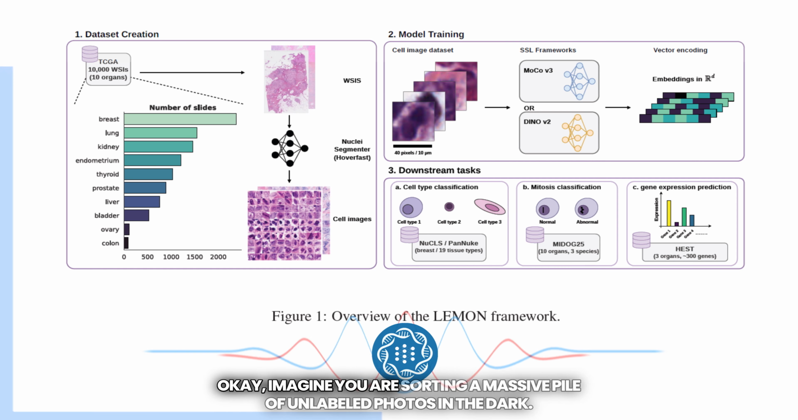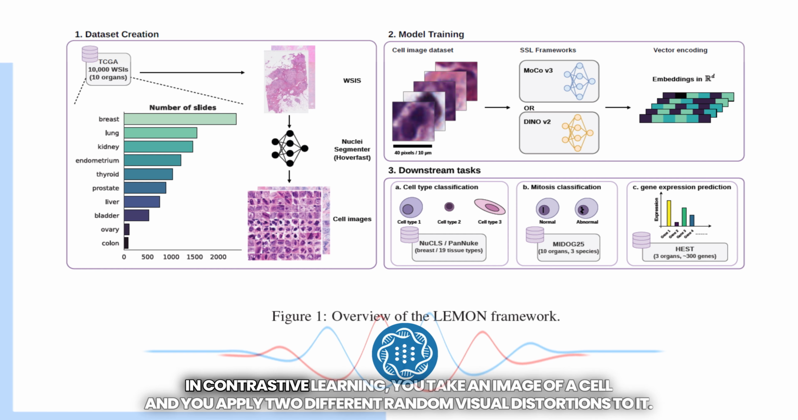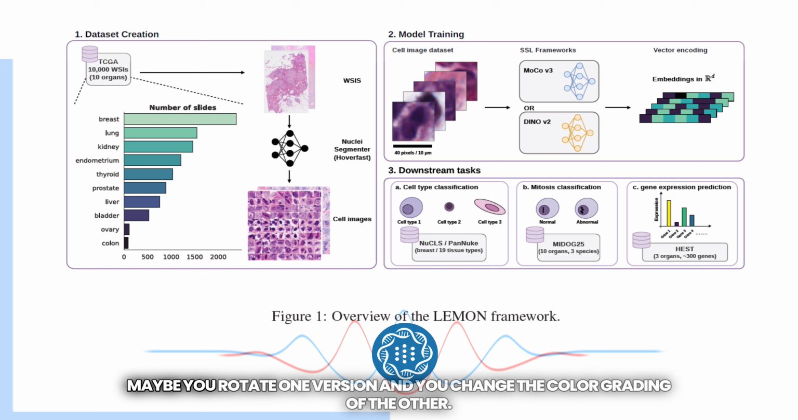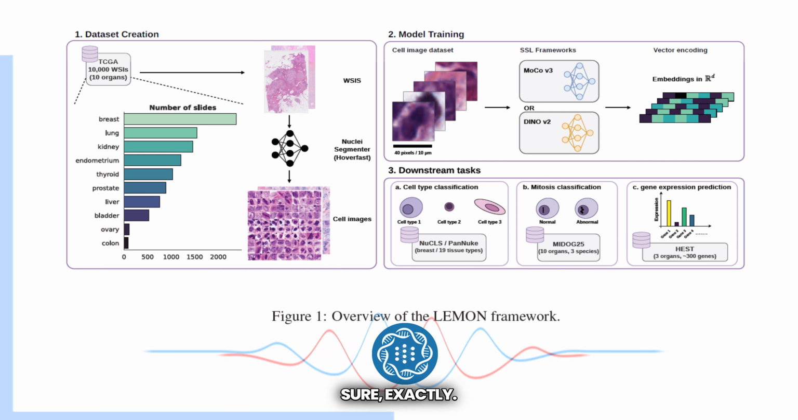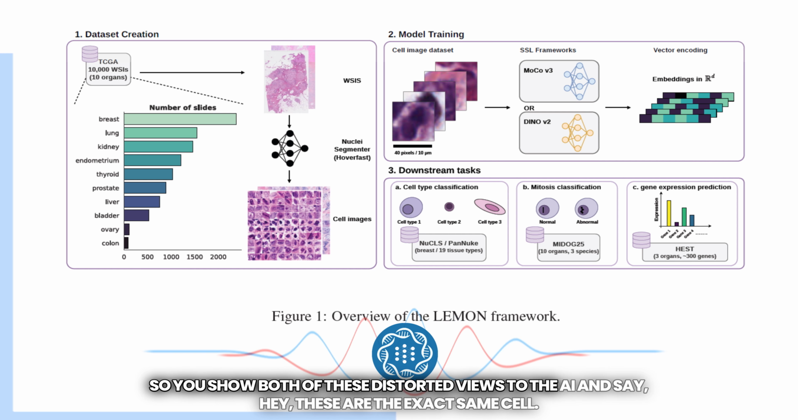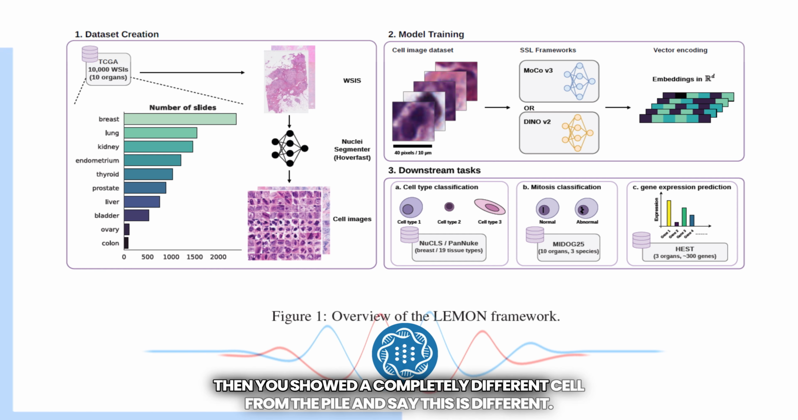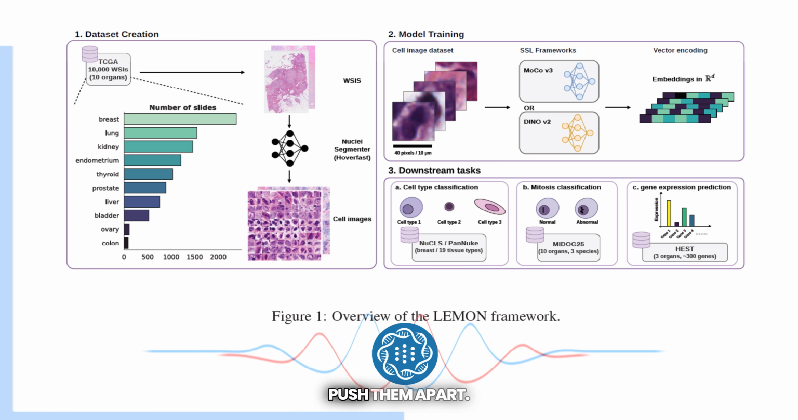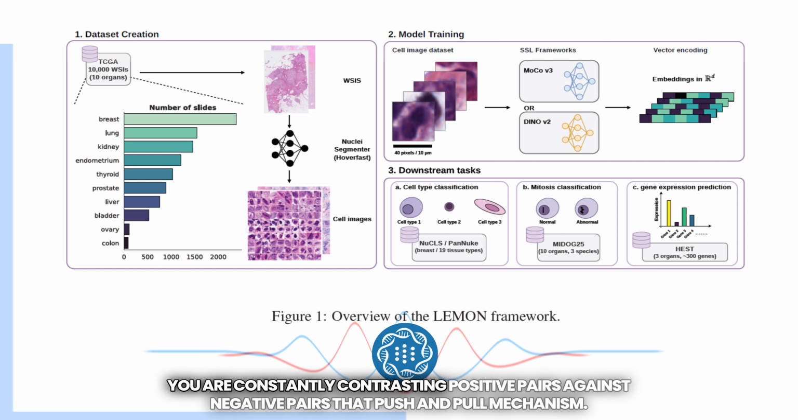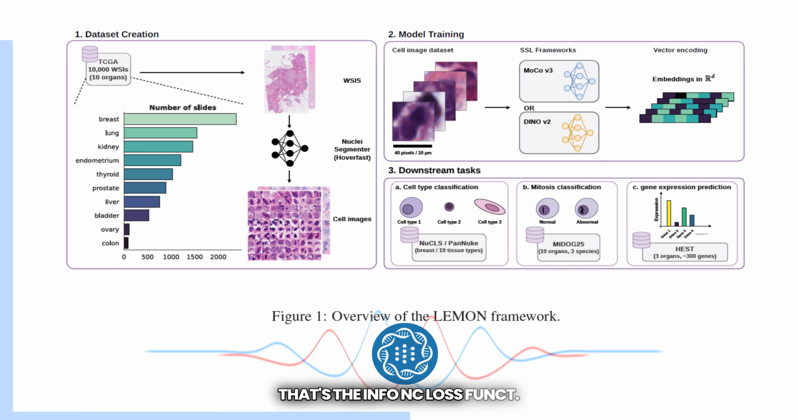Okay, imagine you are sorting a massive pile of unlabeled photos in the dark. Okay, I'm with you. In contrastive learning, you take an image of a cell and you apply two different random visual distortions to it. Maybe you rotate one version and you change the color grading of the other. Like putting an Instagram filter on one of them. Sure, exactly. So you show both of these distorted views to the AI and say, hey, these are the exact same cell, pull their mathematical representations closer together. Then you show a completely different cell from the pile and say, this is different, push them apart. You are constantly contrasting positive pairs against negative pairs. That push and pull mechanism, that's the InfoNCE loss function at work.